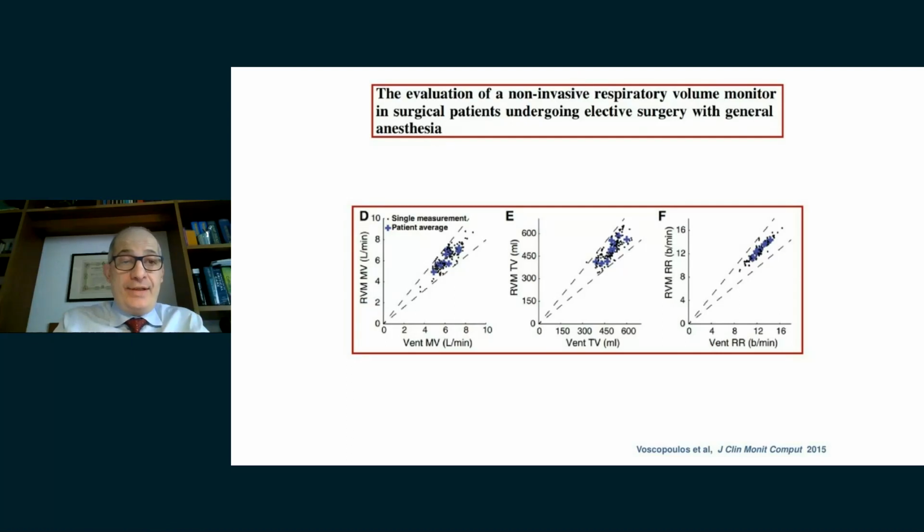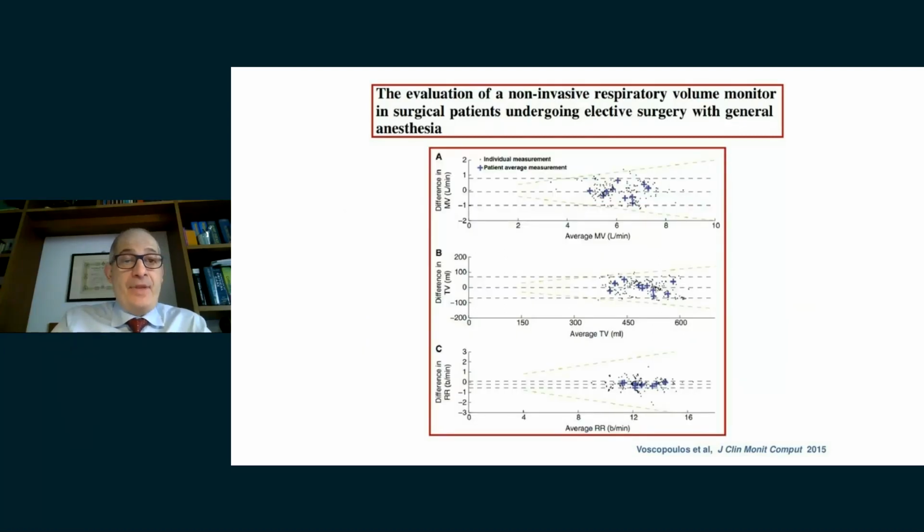Putting together all the data, each point is a patient in different condition. This was the relationship between the tidal volume in the middle, minute ventilation in the left, and in the right, the respiratory rate. And as you can see, a very good relationship was found between the measurements of the two devices. And to better understand, the author analyzed the data by the Bland-Altman test.